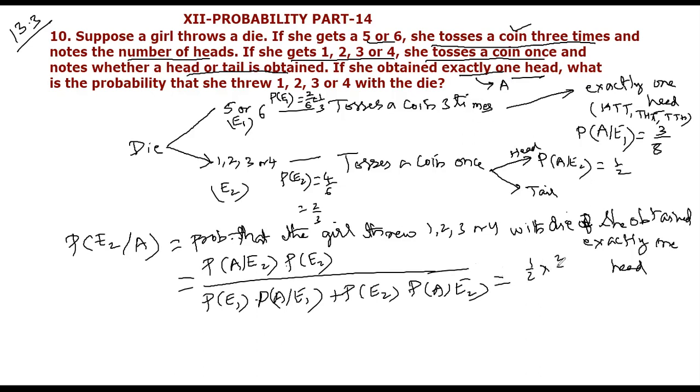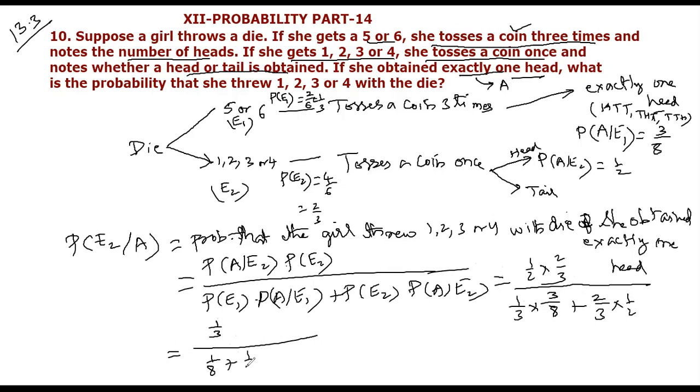1 by 2 into 2 by 3, divided by 1 by 3 into 3 by 8 plus 2 by 3 into 1 by 2. So here we get 1 by 3 in the numerator, denominator 1 by 8 plus 1 by 3. So 1 by 3 into 24 is 8, 8 plus 3 is 11. So 8 by 11 is the correct required answer.